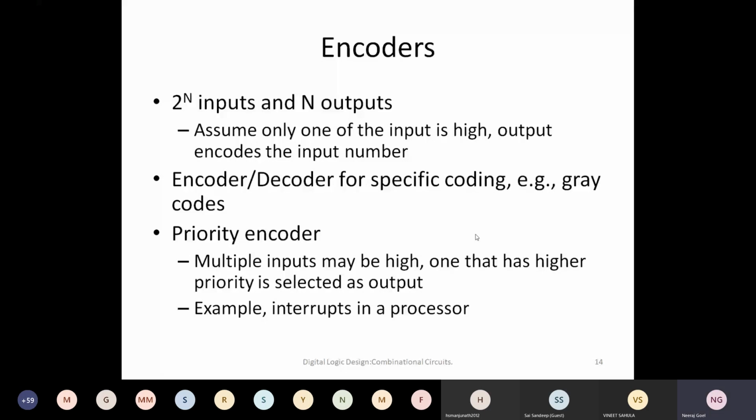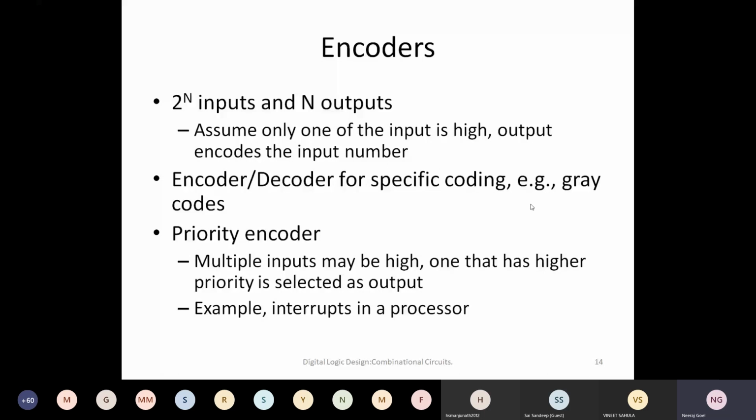So in a standard form, whatever is the input number, that number will be shared to the output, but there could be specific encoding schemes. For example, gray codes, or you may have totally application specific encoding schemes where you have to custom design your encoders. What if multiple inputs are one at the same time? Then we have to use a priority encoder. So priority encoder means multiple inputs are one at the same time.